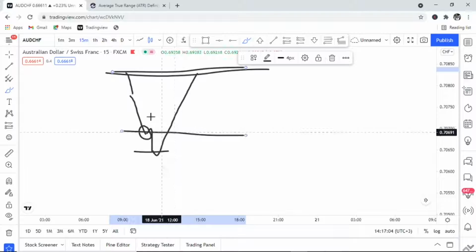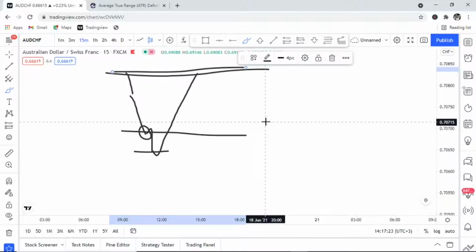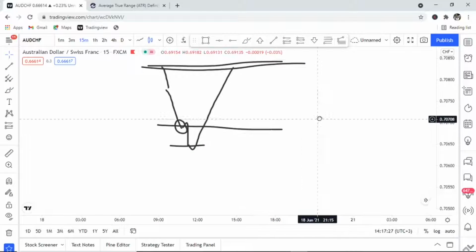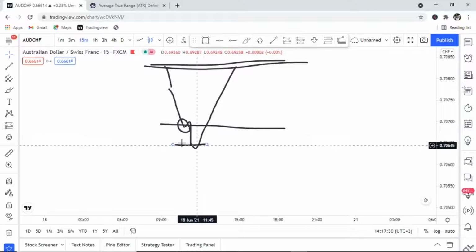So this is what a stop hunt is. Basically it's just price coming and stopping you out before going in your favor. If you're a trader, you've probably come across this, and it's really annoying. By the way, please excuse my drawing. I'm not a really good drawer, but I'm working on perfecting my drawing skills. This is basically what a stop hunt is.